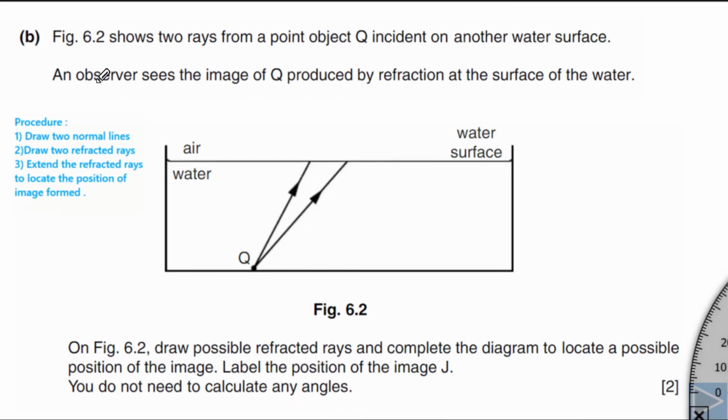For part B, it is given that an observer sees the image of a cube produced by refraction at the surface of the water. Our object is here. This is the object cube. An image is formed by refraction, so this is about refraction.